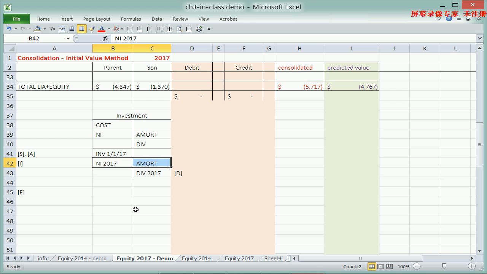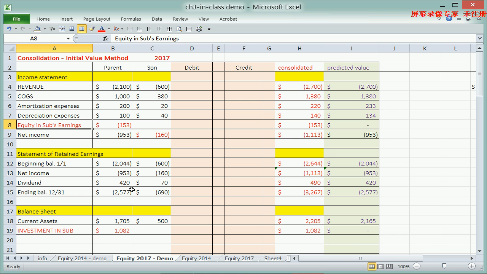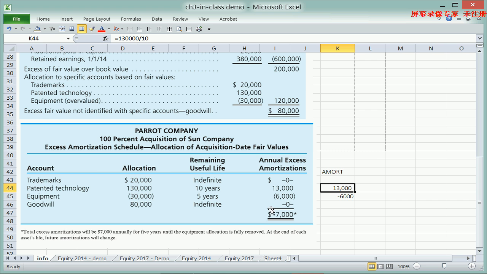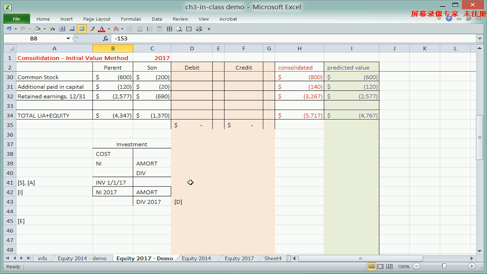This I entry, if you think about it, is basically equity in subsidiary's earnings. So it's basically the net income of the subsidiary minus the 7,000 of amortization. The 7,000 of amortization, it would be the 153. And this is the dividend. We want to debit the investment and credit the dividend of the subsidiary. So this is eliminated by the D entry.